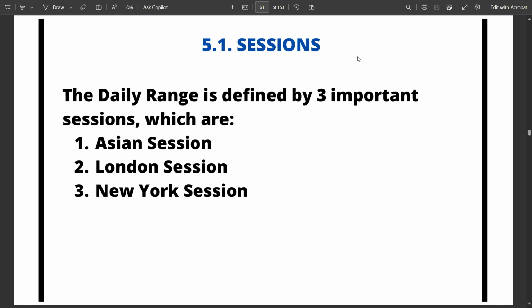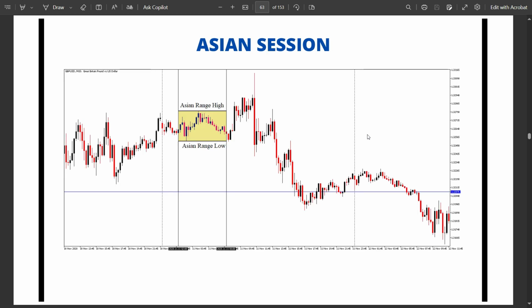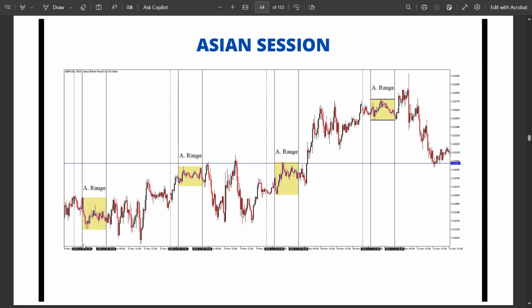Let's move on to the next topic, the sweet topic of sessions. A daily range includes 3 trading sessions: the London session, the New York session, and the Asian session. During the Asian trading session, due to the lack of liquidity in the market, the price fluctuates between 20 and 40 pips, which is a consolidation period. This is an Asian range. As you can see, the movements it makes are very small, around 20 to 40 pips, as previously mentioned. It's also explained here with examples of Asian range movements.